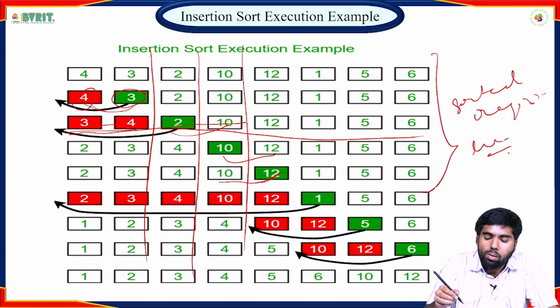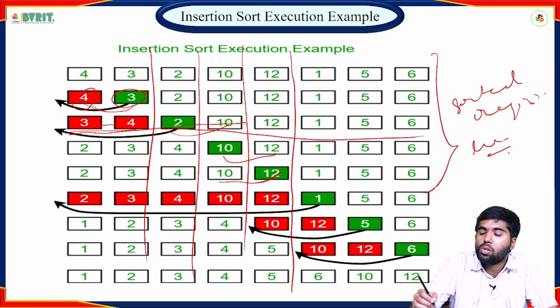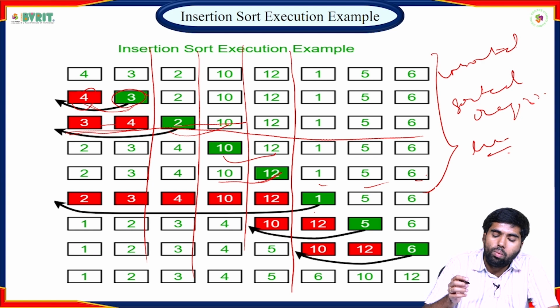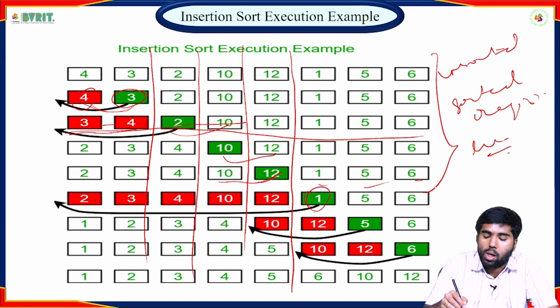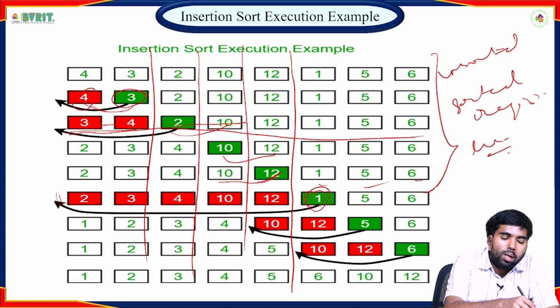Now we look at the other unexplored area, which is known as the unsorted region. We are left with 1, 5 and 6. So how do we start comparing? We have 2, 3, 4, 10, 12 already sorted. Now 1 is the element we need to focus on. So we use 1 as the element and we see that this is lower than the initial element.